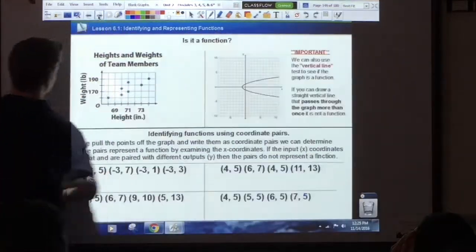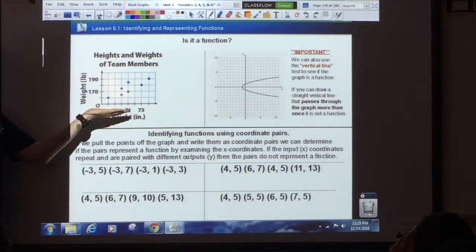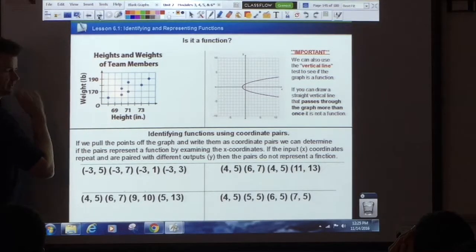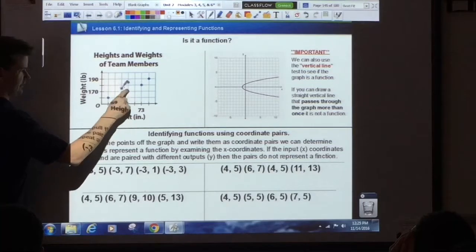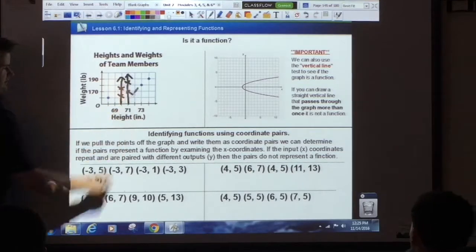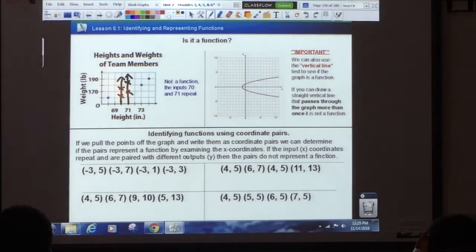Okay. So, looking at this one. Is this a function, yes or no? No. Why not? Where does it fail? It fails the vertical line test at 71. Anywhere else? 70. It fails here and it fails here. If you draw a vertical line, 2 points. I don't even need to fail it twice. If it fails once, this would be not a function. The inputs 70 and 71 repeat.